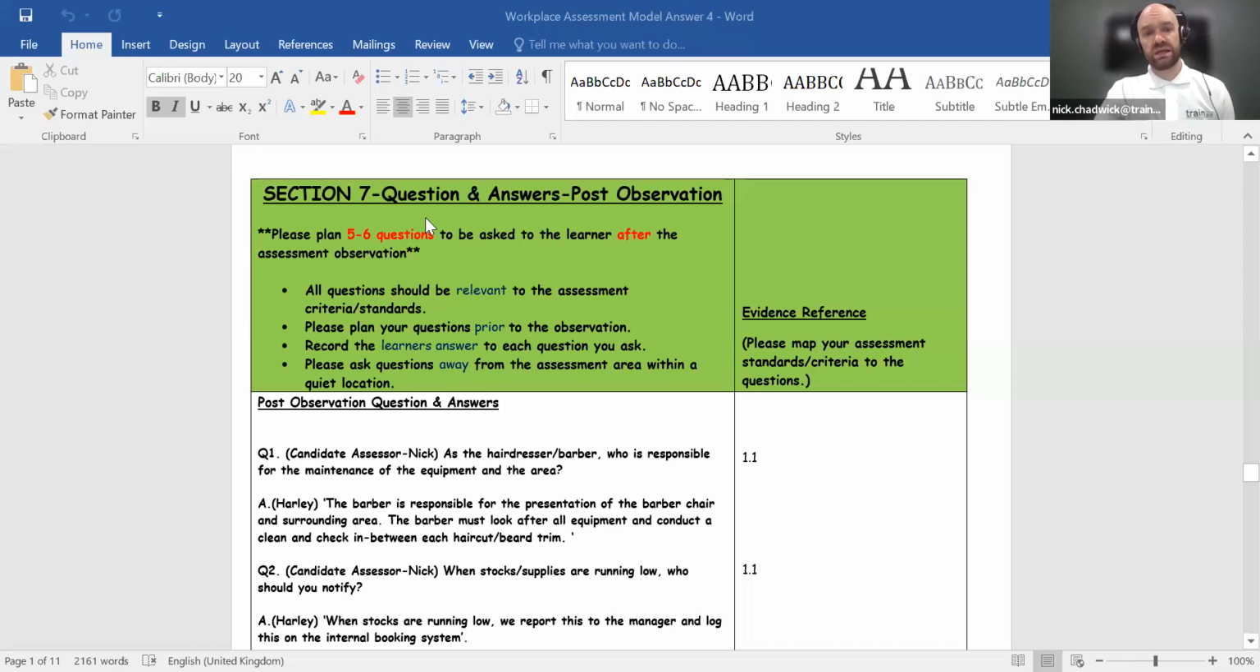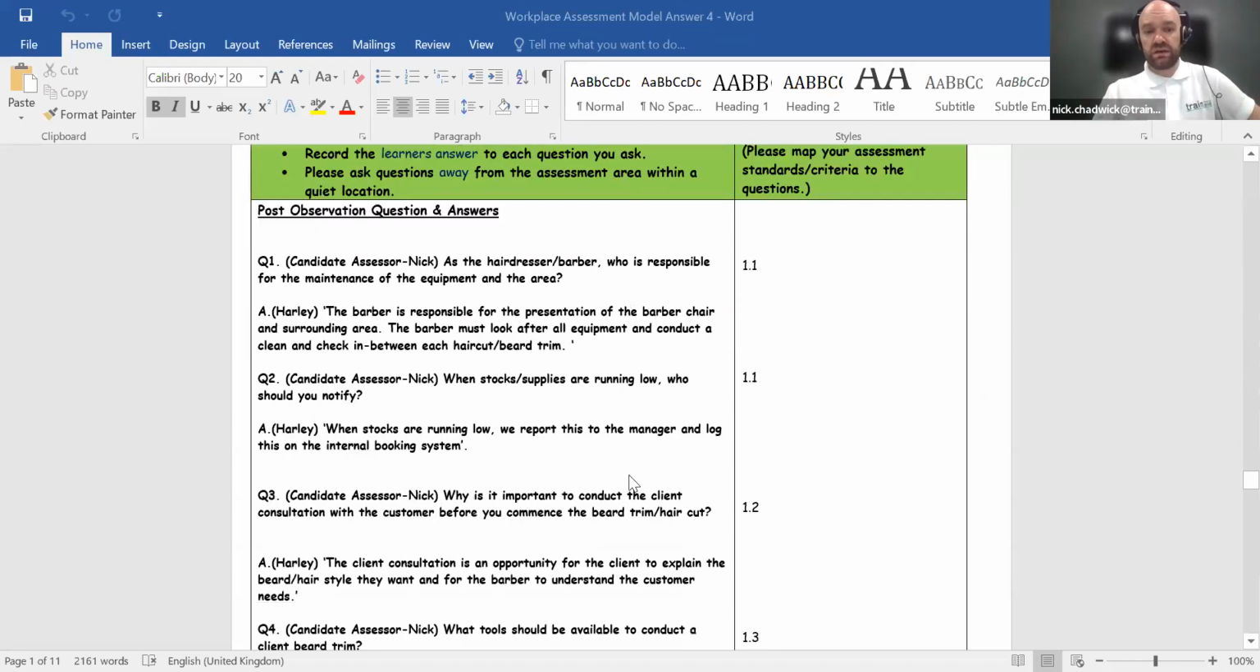Now, section 7 is question and answer. This is post observation. So just remember, try to plan somewhere between 5 to 6 questions, which once again are mapped to your criteria. So the questions that you plan must be relevant to the assessment that takes place. So always aim to ask questions to the learner after the observation has taken place, and the questions should be asked within a quiet environment as well.